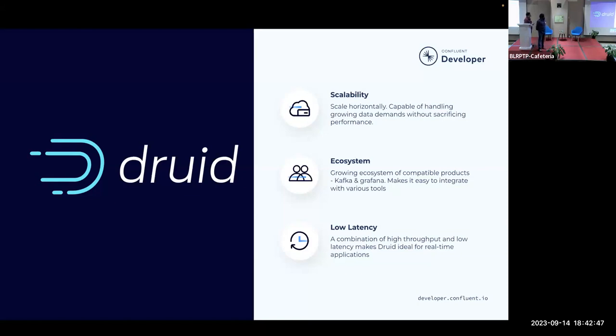Druid scales horizontally very easily, as far as we have seen. It integrates with most of the ecosystem. In our case, it's Kafka and Grafana for our internal cases. And then it provides very low latency and high throughput.